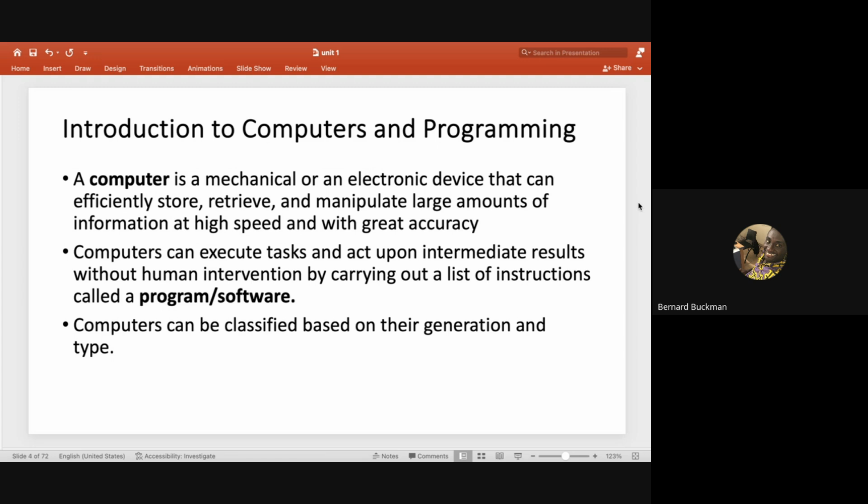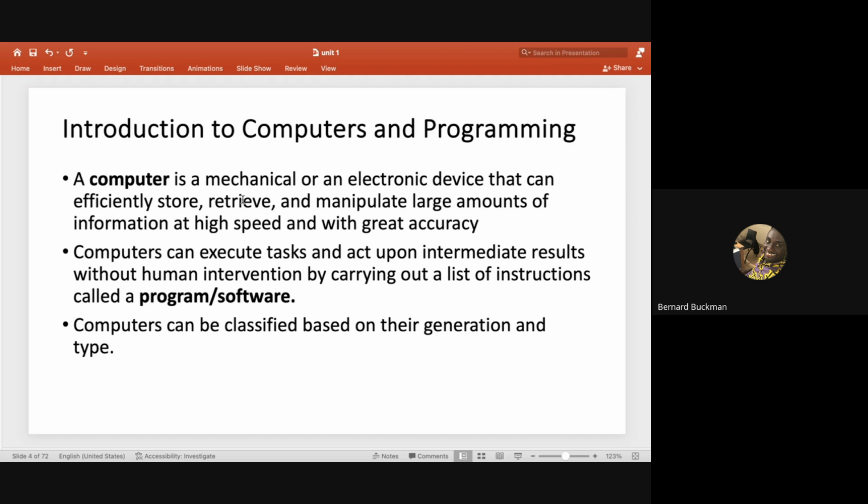So when we say a computer, what is a computer? Unfortunately the module doesn't begin like that, but we need to understand what a computer is. Most of us from secondary school understand that a computer is a mechanical or an electronic device that is used to process data or information and convert it into meaningful facts or meaningful information. In order to do that, we need to be able to manipulate that data, store that data, and do lots of stuff with that data.